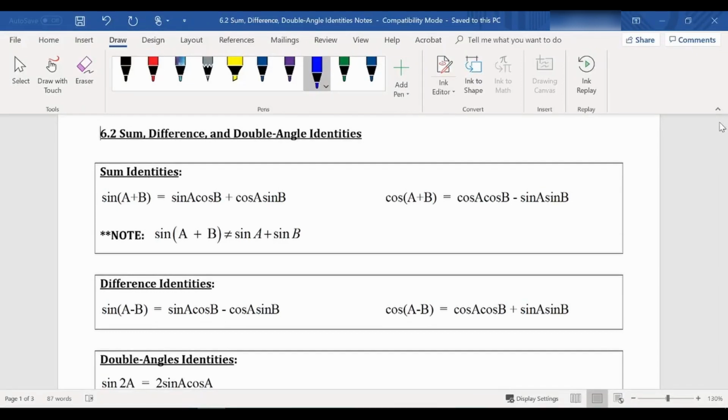Last day, we reviewed our reciprocal identities and our quotient identities. And then we also looked at a new identity, which was the Pythagorean identity. That identity is probably going to be the most common one you will see. Today, we're going to look at three new types of identities: sum, difference, and double angle identities.